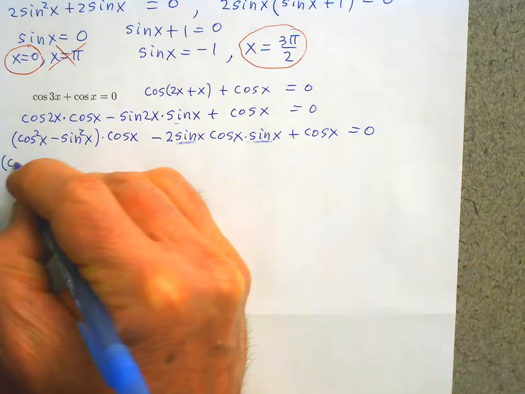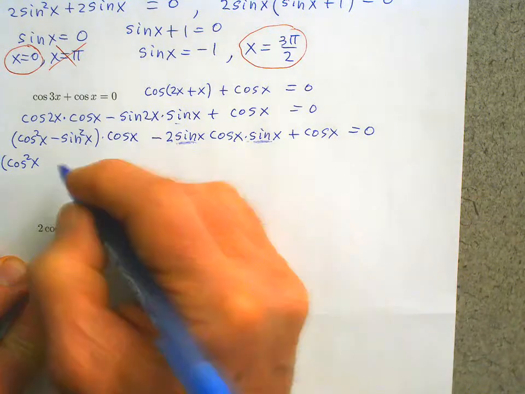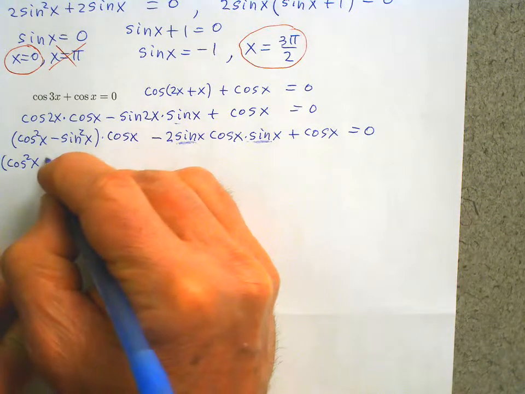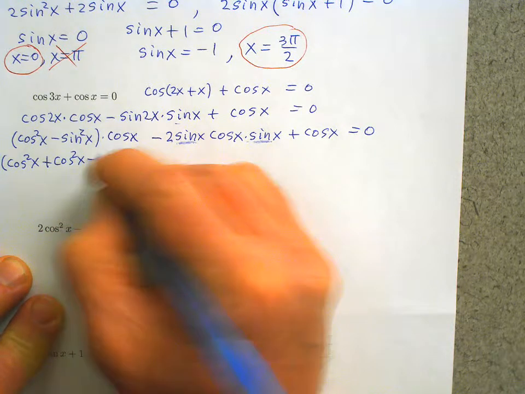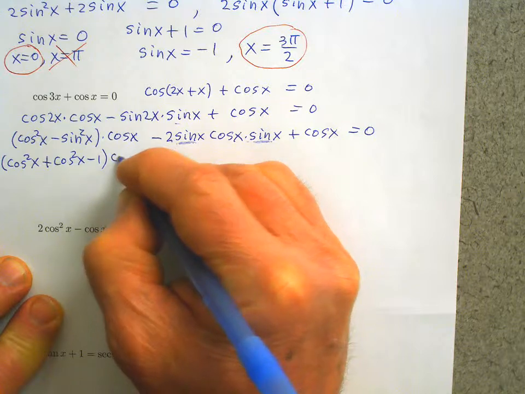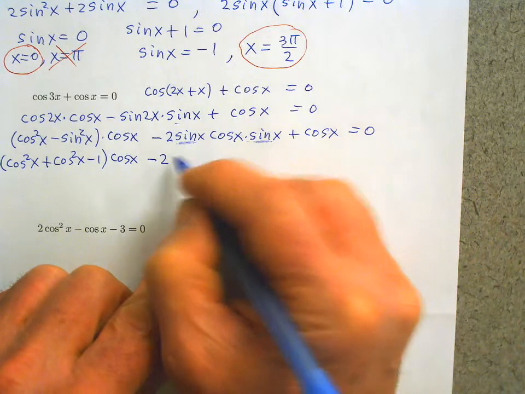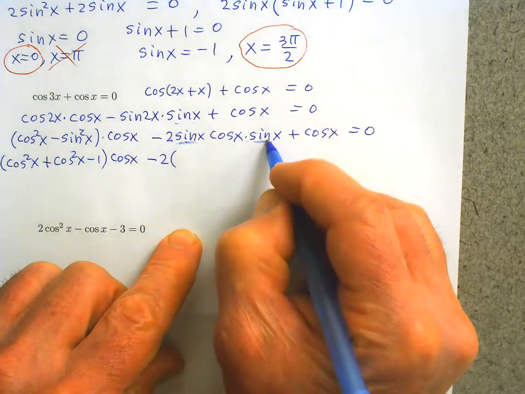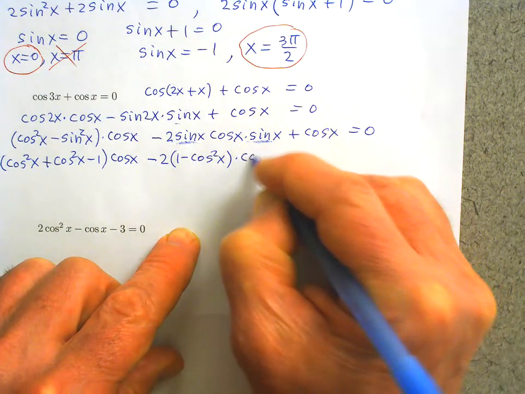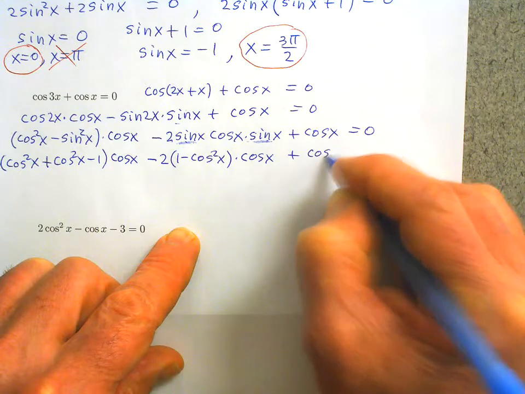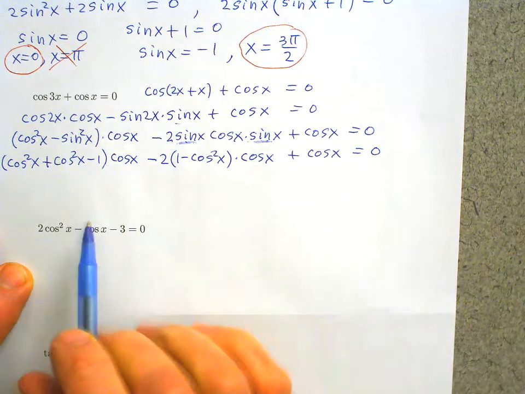So I'll get cosine of x squared and then minus 1 minus cosine of x squared. I'm going to get another plus cosine of x squared and then minus 1. This is all multiplied by cosine of x. And then I'm going to replace the sine of x times sine of x with 1 minus cosine of x squared and multiply that by cosine of x. So now at least everything is written in terms of cosine.